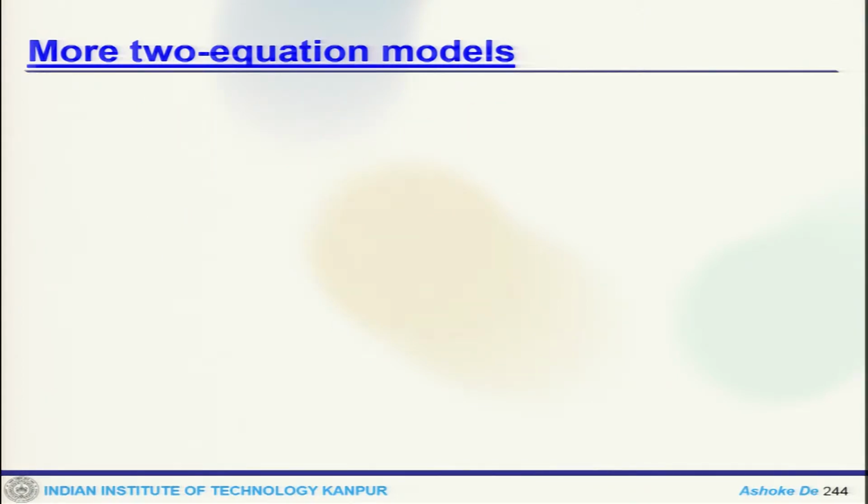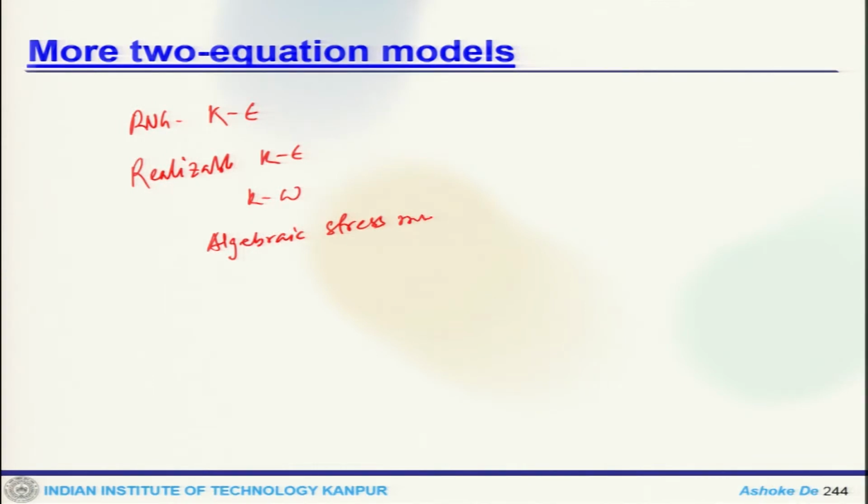So there are other brands of epsilon models: the RNG K epsilon, the realizable K epsilon, the K omega model, the algebraic stress model, and also nonlinear models. So these are some of the other models that also come under the banner of two equation models.